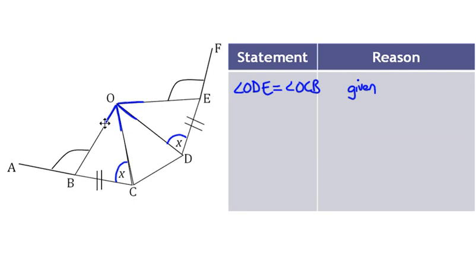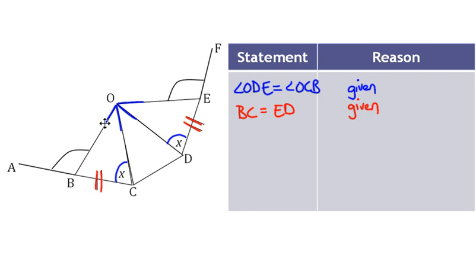The next thing we can state is that these two sides are equal. BC is equal to ED. That's also very easy to state because, again, it's given in the problem. They're marked with those two little lines, therefore showing that they're equivalent.